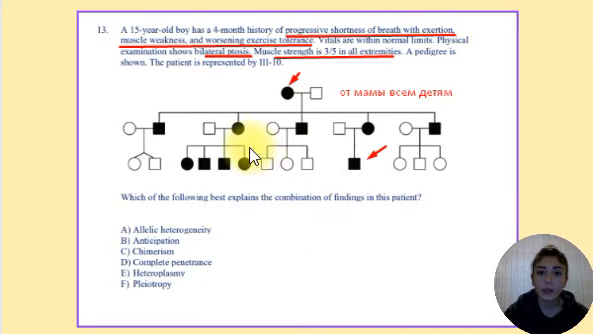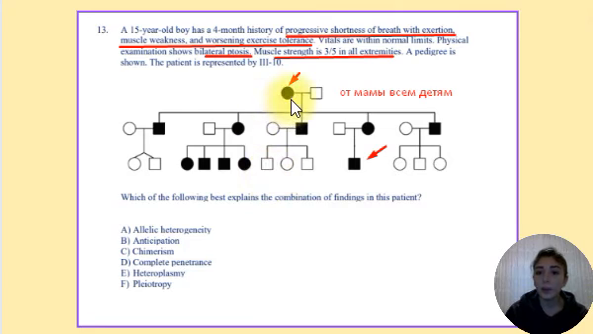Next question is, a 50-year-old man has a 4-month history of progressive shortness of breath with exertion, muscle weakness, and worsening exercise tolerance. Vitals are within normal limits. Physical examination shows bilateral ptosis. Muscle strength is low in all extremities. A pedigree is shown. The patient is represented by 310. So this is the patient. The question asks, which of the following best explains the combination of findings in this patient?